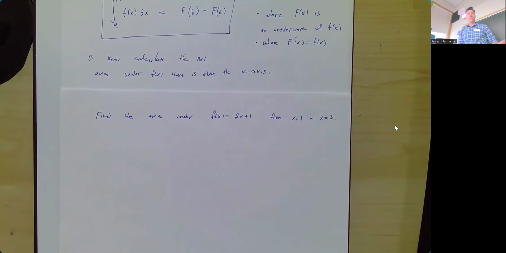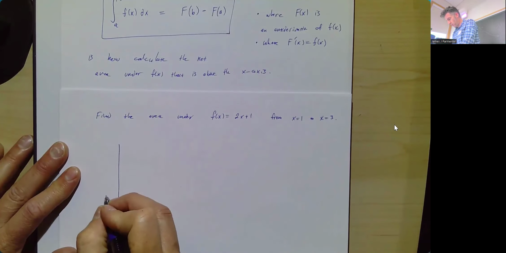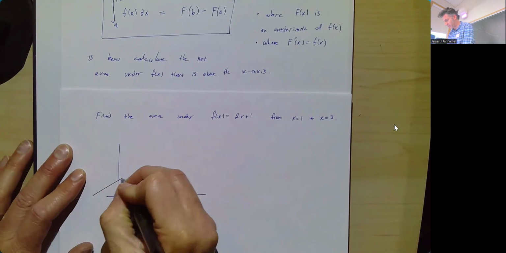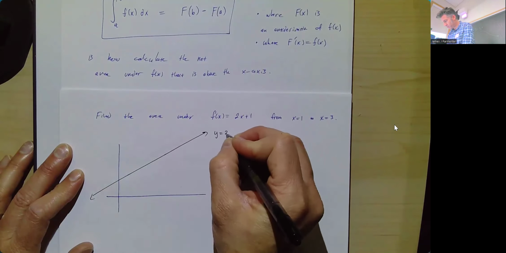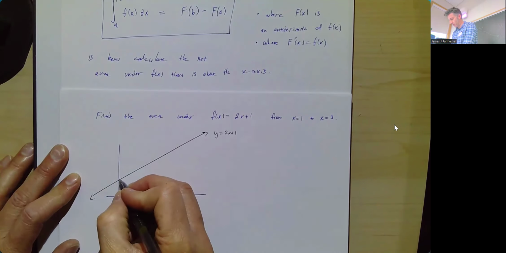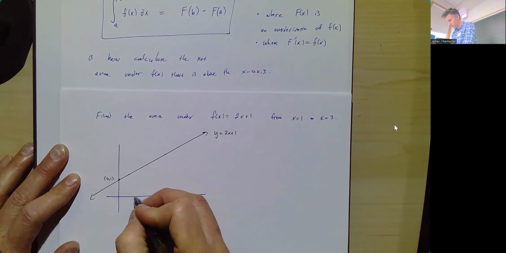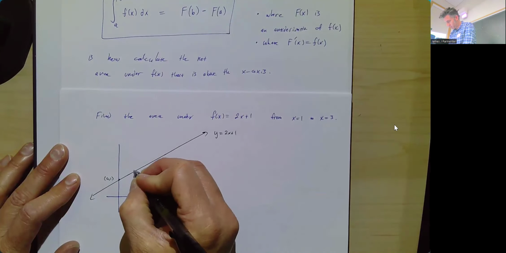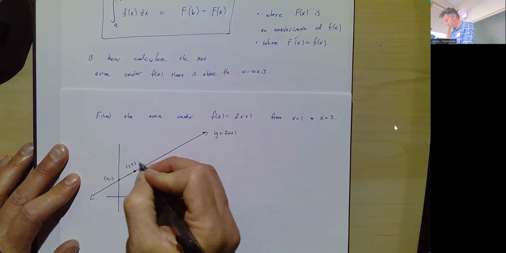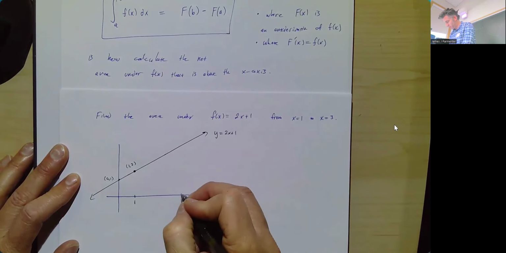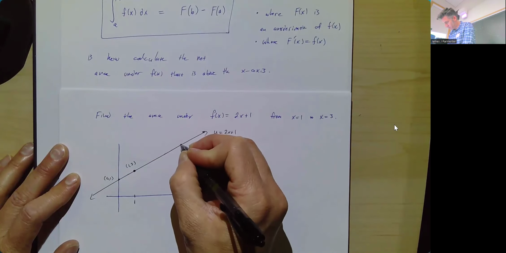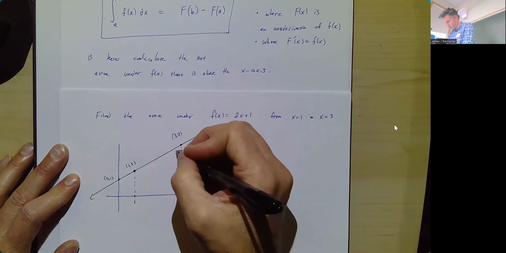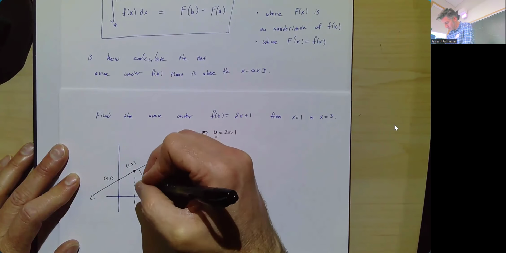Here's what this looks like. We can graph y equals 2x plus 1. It's not that bad. Looks something like this. It's got a y-intercept of 1, not that I really care. And then when I plug in x equal to 1, 2 times 1 plus 1 is 3. When I plug in x equal to 3, 2 times 3 plus 1 is 7. So what I'm asking is to find the area under the curve that's above the x-axis.